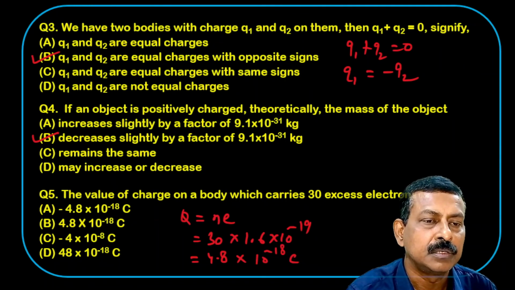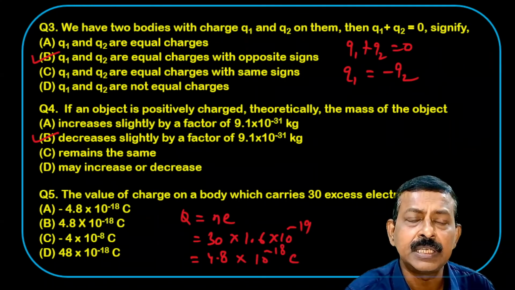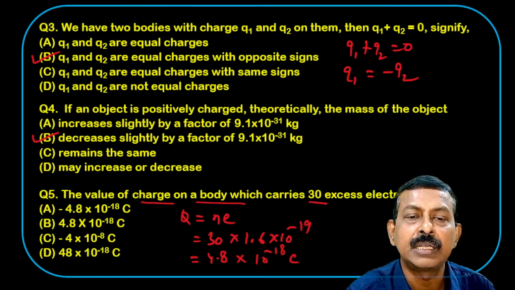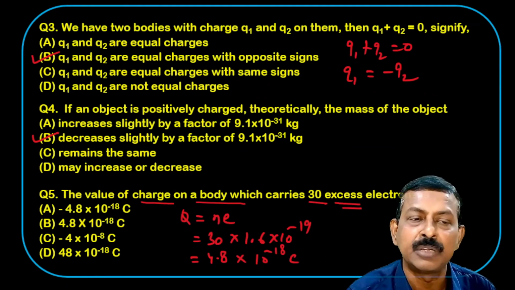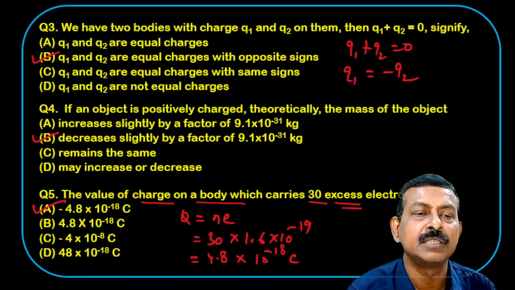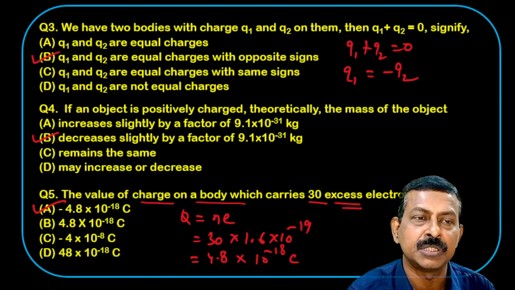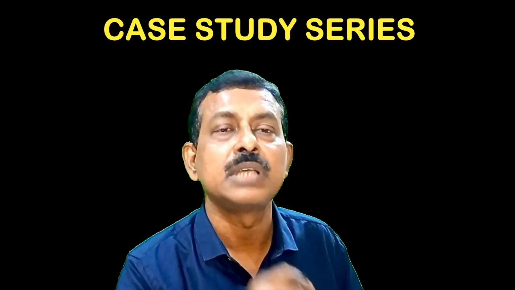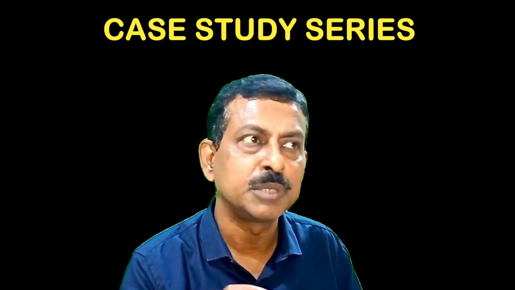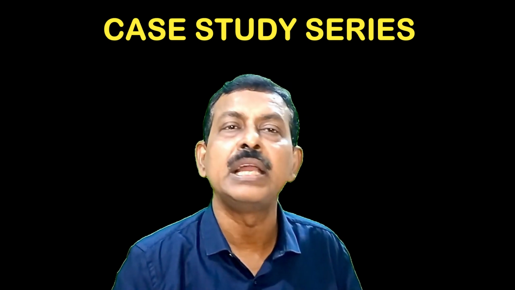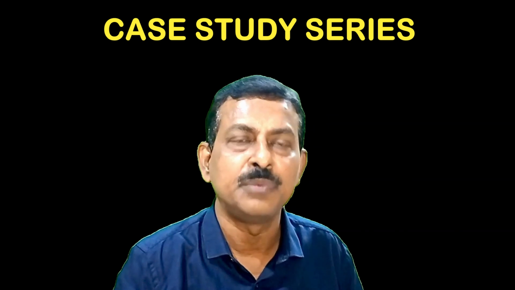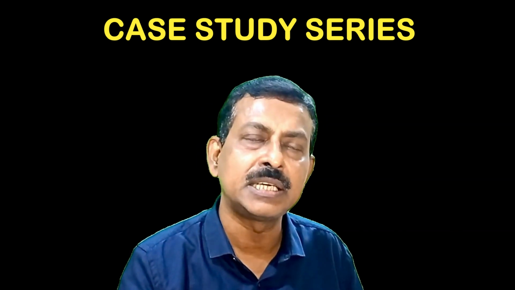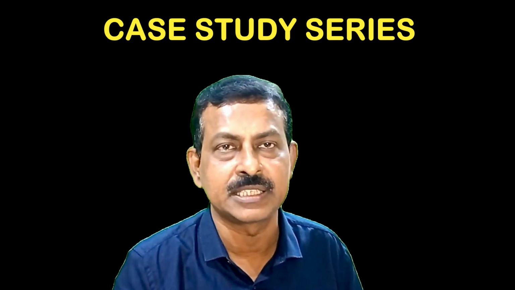Since it is the value of the charge on the body which carries 30 excess electrons, it has a surplus of electrons, so the body will have the negative charge. In that case, the first one will be the correct option. So this was our discussion on some of the questions of the case study. In our next discussion, we'll take electrostatics and we'll take different case study questions on electrostatics.